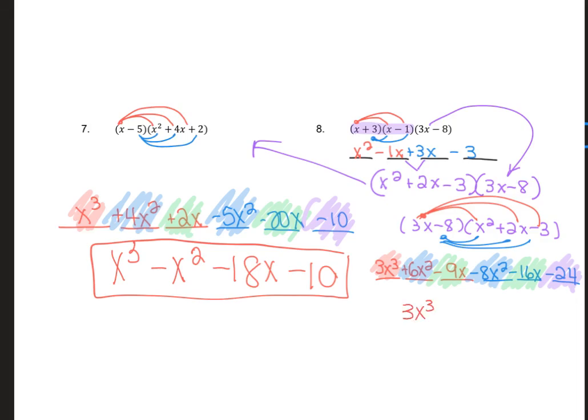3x cubed, negative 2x squared, negative 25x, and then minus 24.